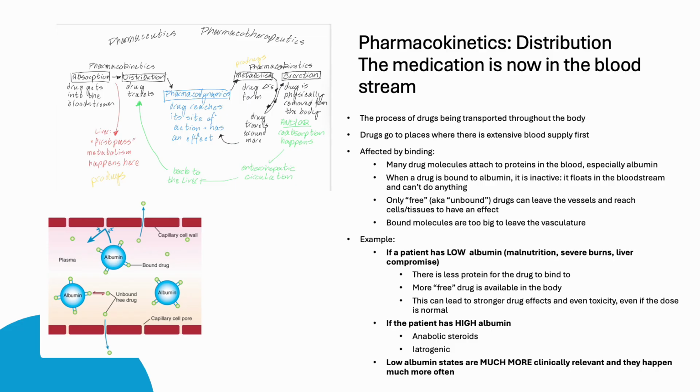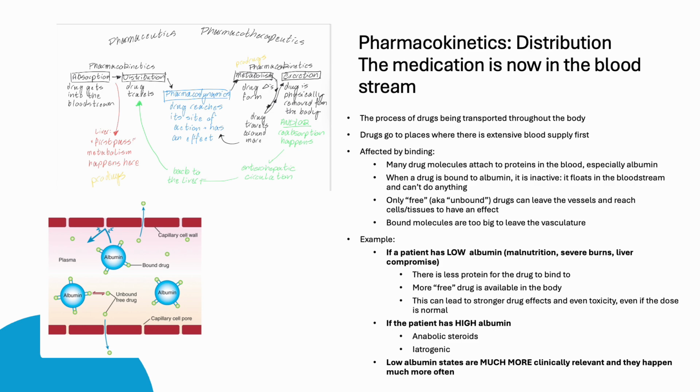People tend to think that vessels are completely watertight, completely airtight, nothing can leak out of vessels. Actually, vessels are pretty leaky, and we rely on that vessel leakiness for drugs to get out of vessels and reach cells and tissues to have their effect. Albumin is too big to get out of vessels. So that means that bound molecules connected to albumin can't get out of vessels, and so that's why they're inactive. They literally can't get to where they need to go to have an effect.